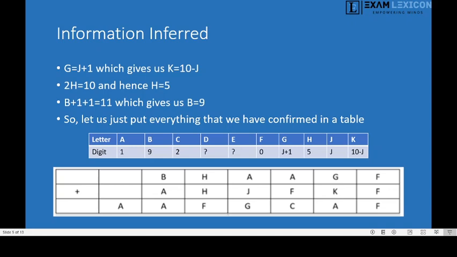Now you would be wondering why we have taken G is equal to J plus 1 and K is equal to 10 minus J and J is equal to J only. This we are doing so that we have only one variable to deal with and not 3 different variables.